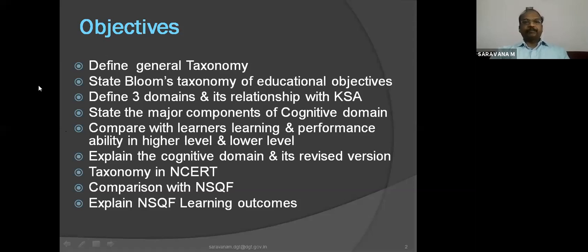So one by one, let us see. Before going into detail about this presentation, I'd like to inform you of the importance of this taxonomy of educational objectives. In collegiate education, that is graduation, post-graduation, and even research levels and teacher training colleges, the taxonomy of educational objectives is very important. Every syllabus of all the universities across the country, even across the world, has included this taxonomy of educational objectives. One person called Dr. Benjamin Bloom and his team introduced this taxonomy of educational objectives.